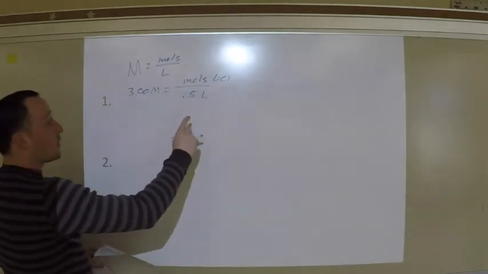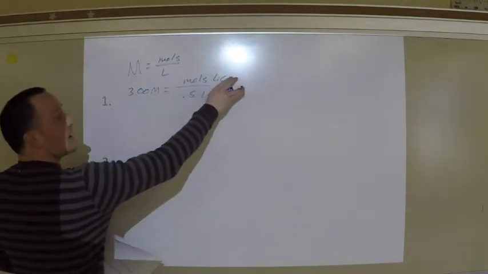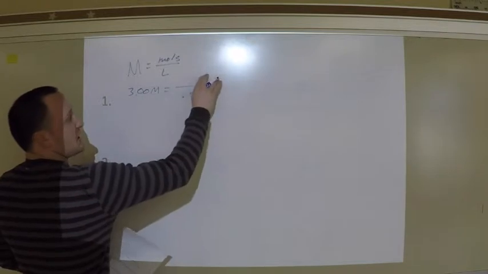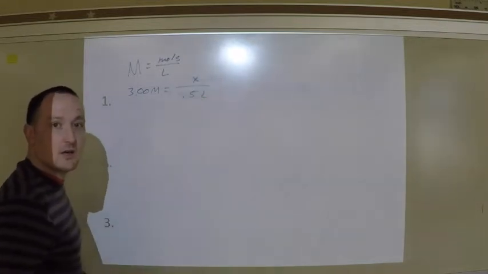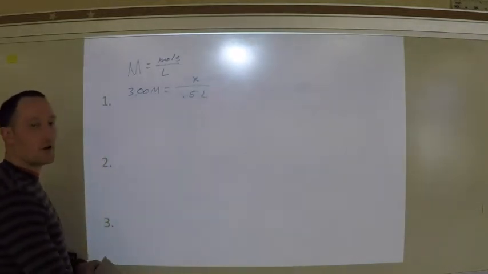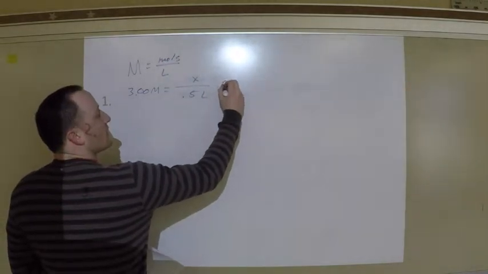I'm going to manipulate this equation again to solve for moles of lithium chloride. I could just put this in as, say, x, just like in any equation, solving for a variable. So I'm going to multiply both sides by 0.5.